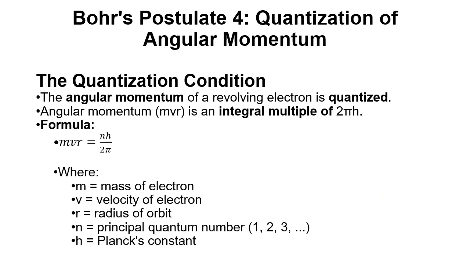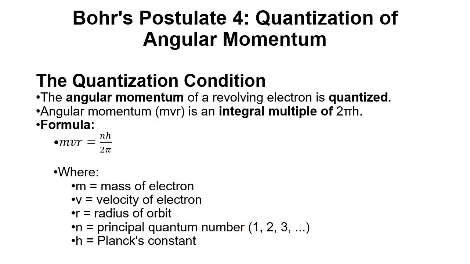Bohr's postulate number 4, that is, quantization of angular momentum. The quantization condition: the angular momentum of the revolving electron is quantized. Because the electron is revolving around the nucleus in a circular path, we call this angular momentum. Angular momentum mvr is an integral multiple of h by 2 pi. So mvr is equal to nh by 2 pi, where m is the mass of the electron, v is the velocity of the electron, r is the radius of the orbit, n is the principal quantum number, that is 1, 2, 3, 4, etc.